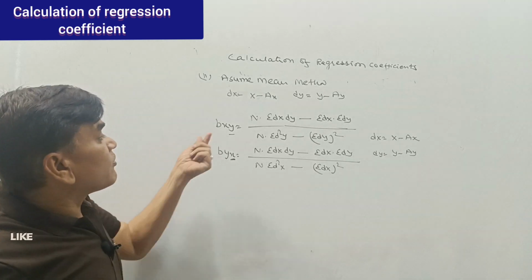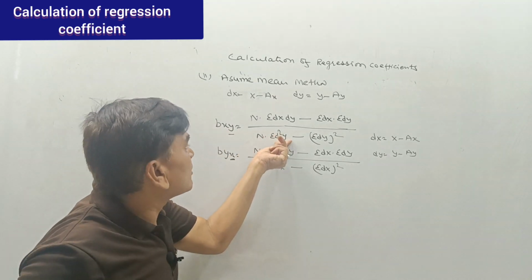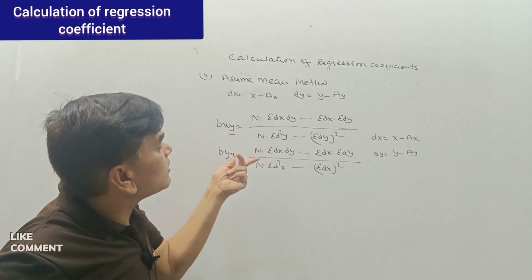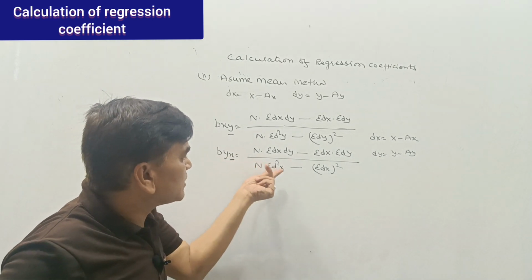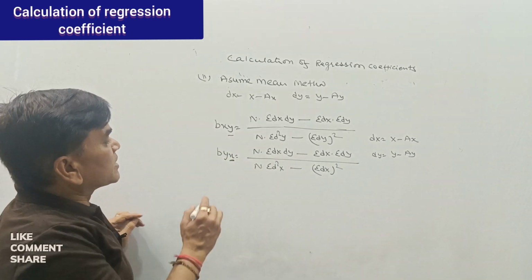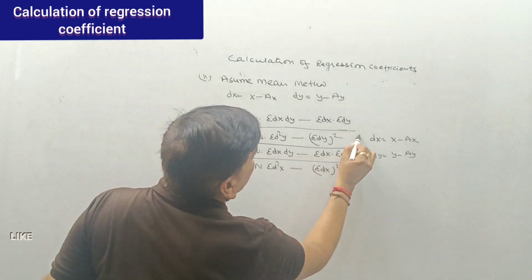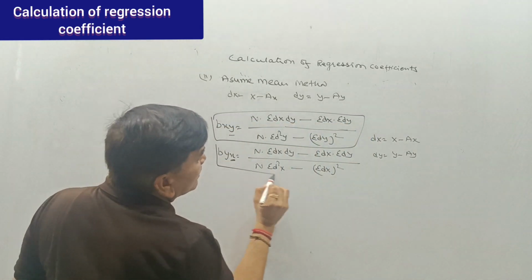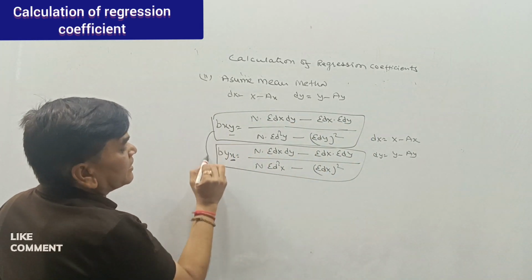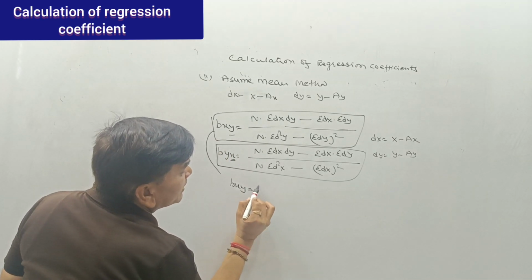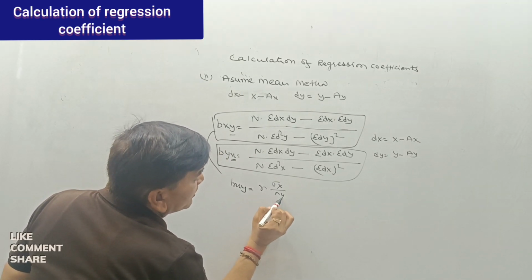So what do you have? Y is here, so y will be downwards, x is here. In the first one also there was the same method. So with the help of this, this will be the formula for calculating bxy and byx. This is the direct method. Otherwise, bxy we can calculate as r times standard deviation of x upon standard deviation of y.